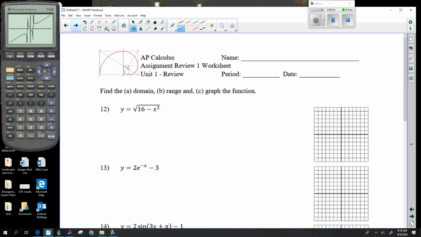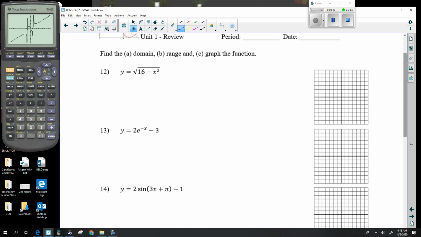All right. Domain and range of the graphs. Graph: 16 minus x squared. I'm just going to use my calculator to help me out here. These are kind of goofy equations. Let's try that again: the square root of 16 minus x squared. Oh, duh, this is a half circle, the positive half circle.